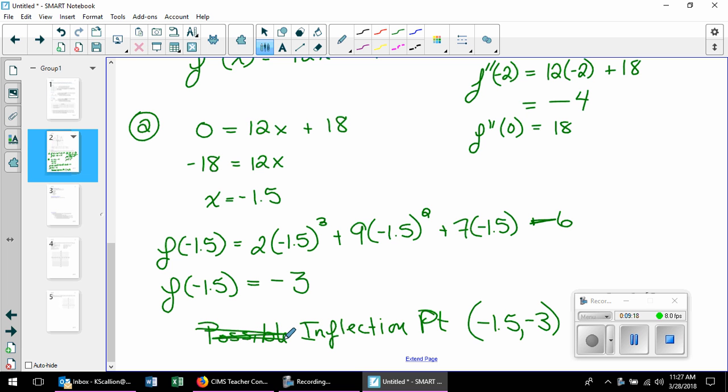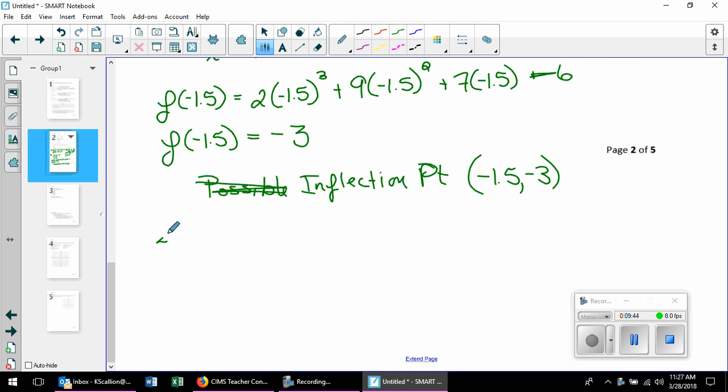Okay, I'll slow down. We said it was a possible inflection point because I had to make sure the concavity changed, which was step 3. Right, so it's changing. It's an increasing function, it's increasing to a decrease. So the concavity is changing. So step 4 is making a statement about concavity.